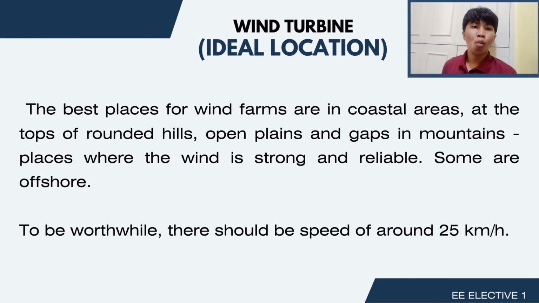So next, what are the best places or ideal locations for wind farms? Most of the wind farms are located in coastal areas, at the top of rounded hills, open plains, and gaps in mountains. Places where the wind is strong and reliable, and some are located offshore. To be worthwhile, there should be an average wind speed or wind velocity of around 25 kilometers per hour.